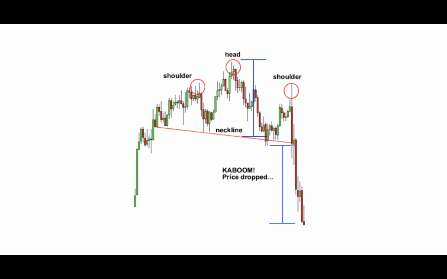Neckline breaks here. Okay, this is where it breaks. This is kind of like a retest here, so you can get in on one of these three candles once you know that this thing's heading down. And then you see a nice drop.